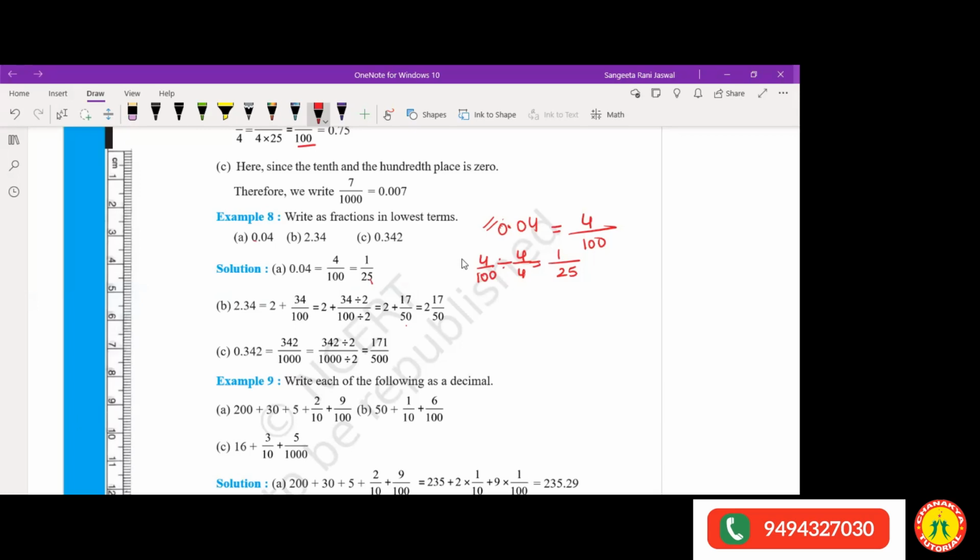See here, these are the examples, Lasya. Please pay attention.